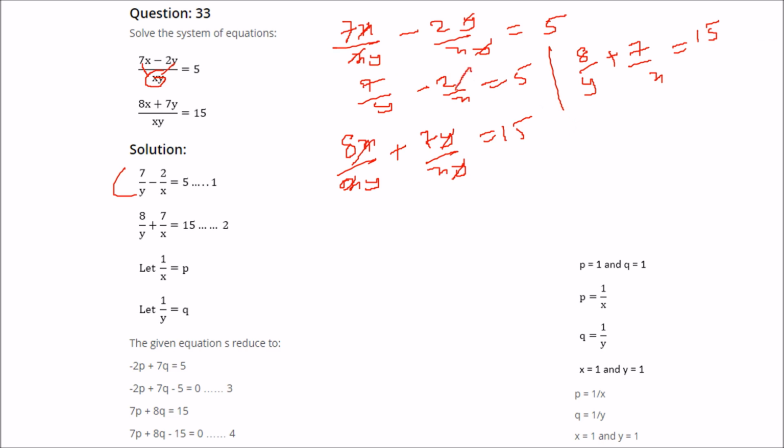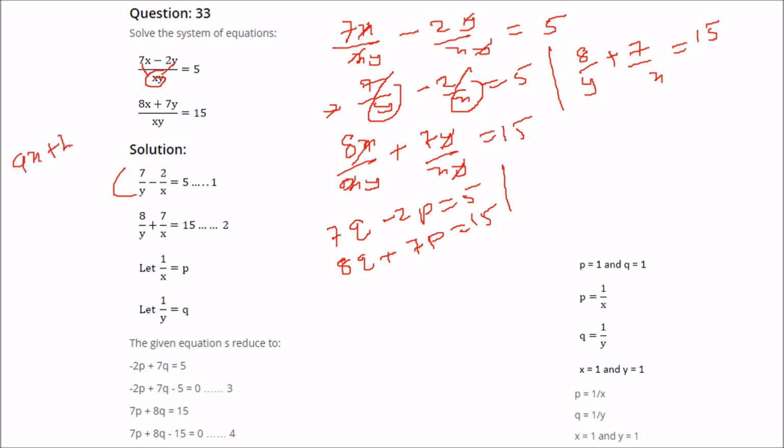Now 1 by x has to be placed as u or p. It depends on you, what you want. So this will be p, and 1 by y will be equal to q. So these equations become 7q minus 2p equal to 5. And this equation will become 8q plus 7p equal to 15. Now you can just solve it right here itself. But there is no restriction that it has to be in the form of ax plus by plus c equal to 0. It can be, say, by plus ax plus c equal to 0. Both equations are similar, so this is also true.